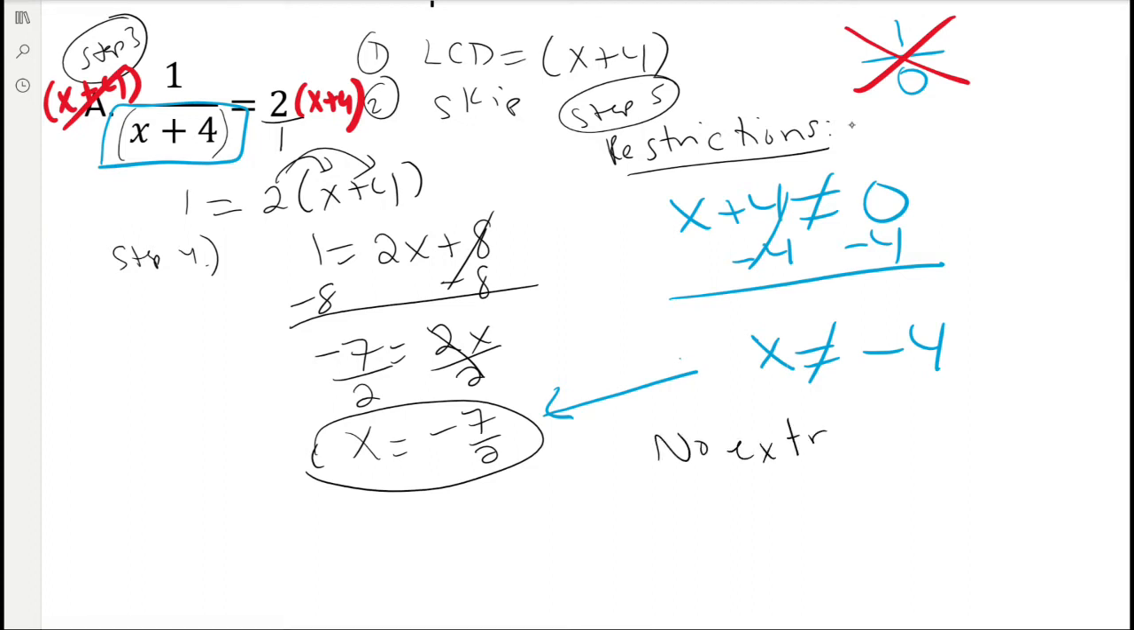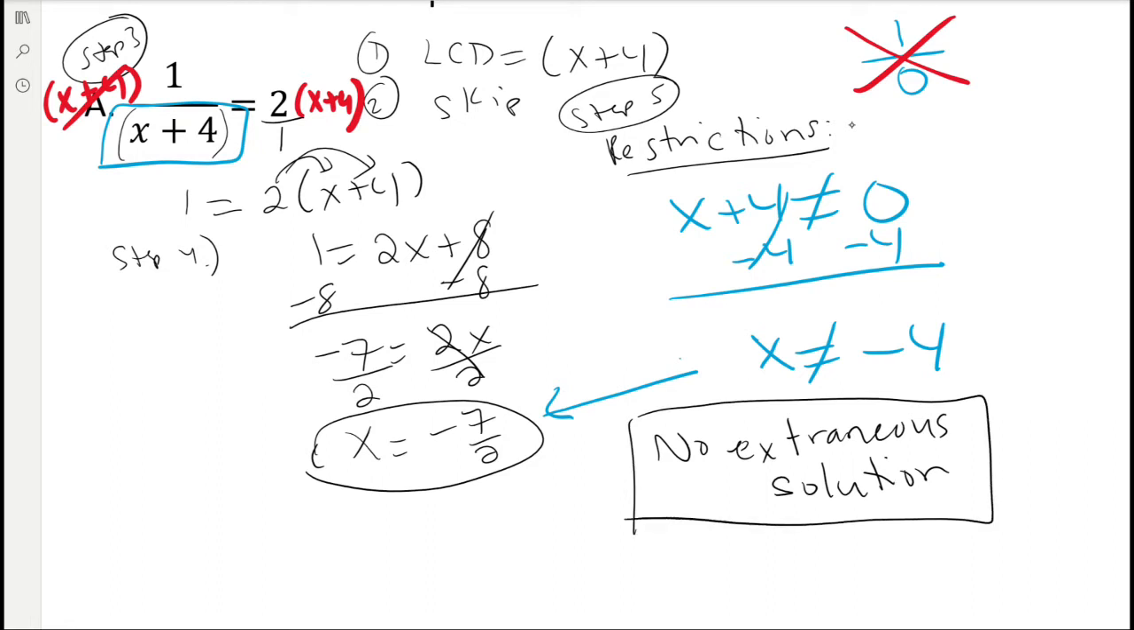An extraneous solution is a solution that you get upon solving but that doesn't make sense when you plug it back into the original equation. So that's what an extraneous solution is. So in this case, if we were to have negative 4 as a solution, it wouldn't make sense to plug that into the original because we'd get 0 in the denominator. However, because the solution that we found does not match the restriction, this means we have no extraneous solutions, which is a good thing, which means that this is our final solution.